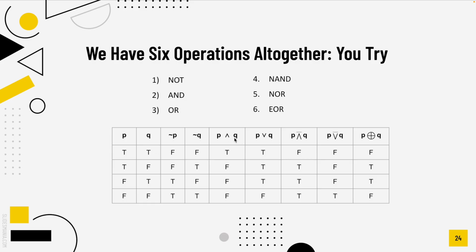P and Q is where they're both true. P or Q is where either one or both are true. Not and is the opposite of our and. Not or is the opposite of our or. And exclusive or is the same as or, except where they're both true, it's false. So it's when only one or the other is true.